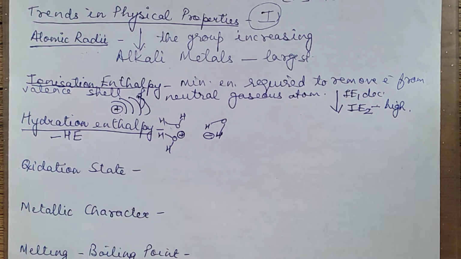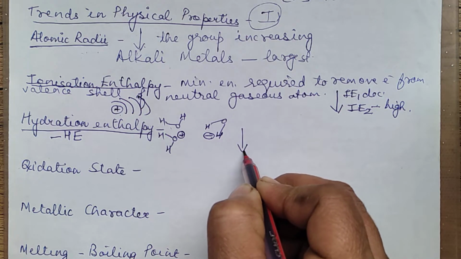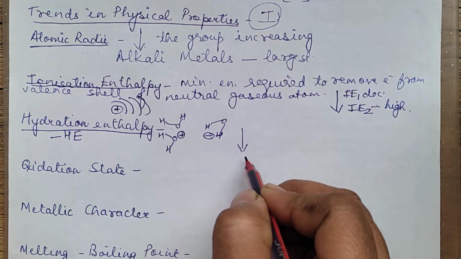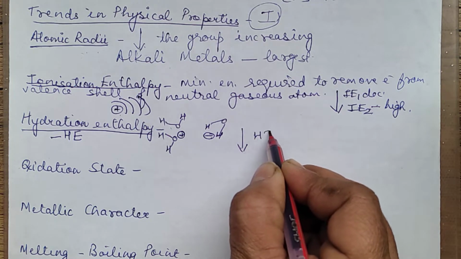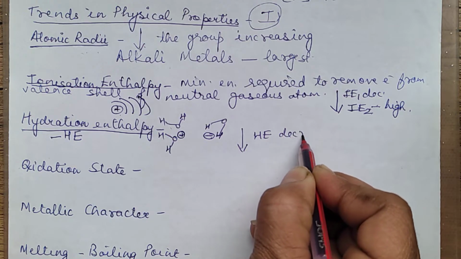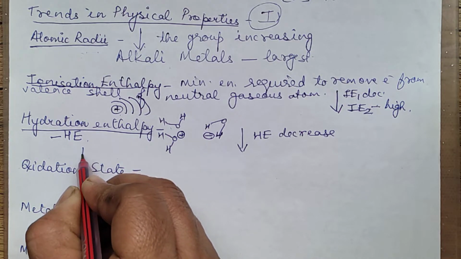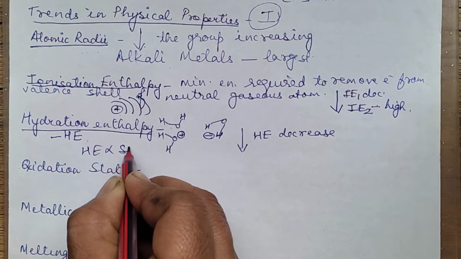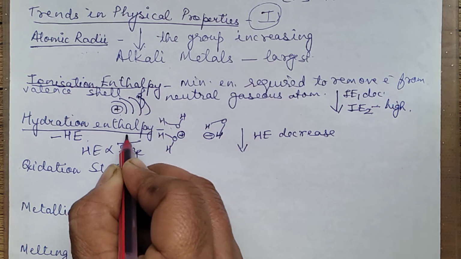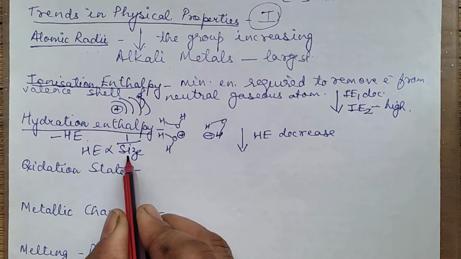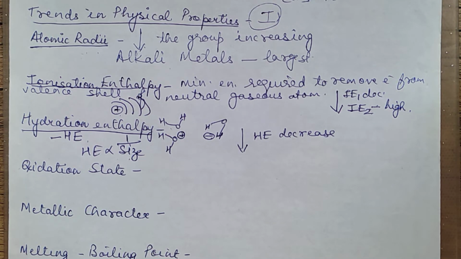So hydration enthalpy is always negative. If you talk about only alkali metals, their hydration enthalpy will be less. But going down the group, the size of the atom is increasing, so hydration enthalpy would decrease. One thing you have to remember is that hydration enthalpy is inversely proportional to size. That means the smaller the size, the more the degree of hydration.